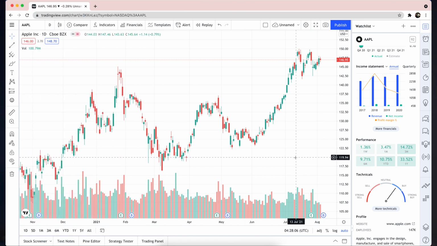Next is the earnings tab. A company releases its performance results every quarter or 3 months. Then there is this income statement and performance for the day, month, year, etc., which is self-explanatory. Let's move on to the left panel here. Seems complicated, but it's actually not.